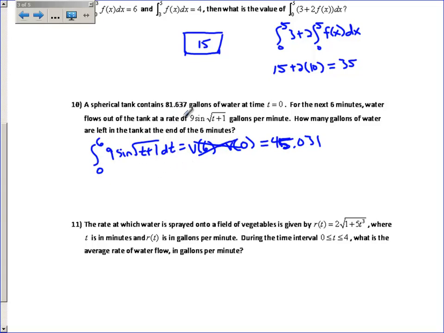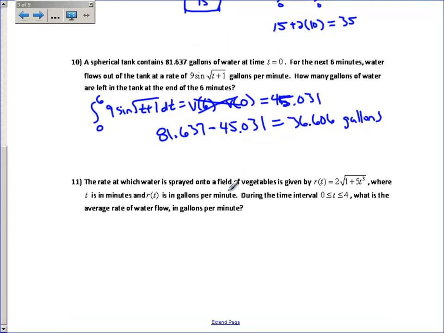Now, since I started with 81.637, how much water is left in the tank is going to be 81.637 minus that integral. And I'm getting 36.606. Alright. Sorry about that little mishap there with my notation.